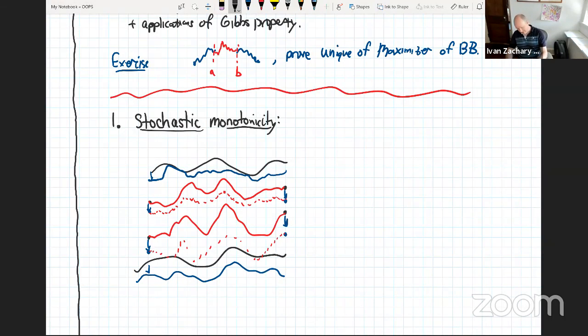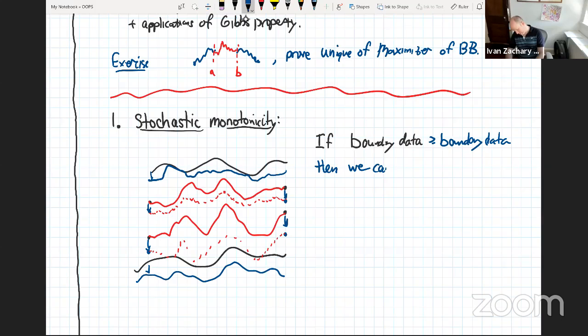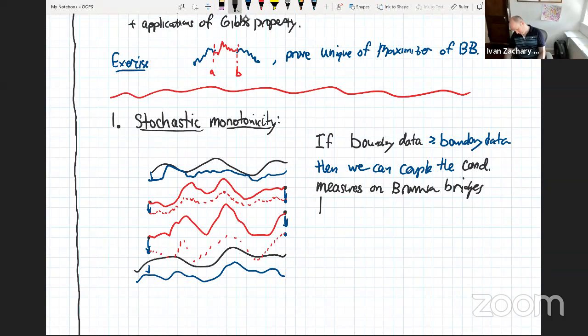So this is very important. Let me just reiterate. If the black boundary data is bigger than or equal to the blue boundary data, then we can couple the conditioned measures on Brownian bridges to also be ordered.